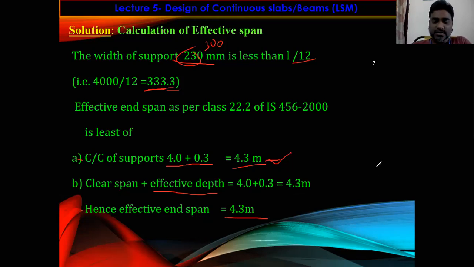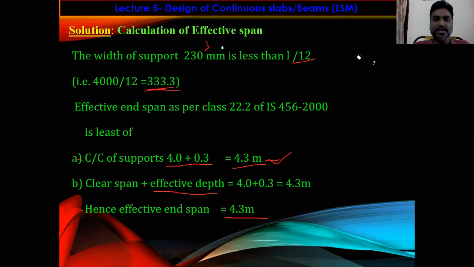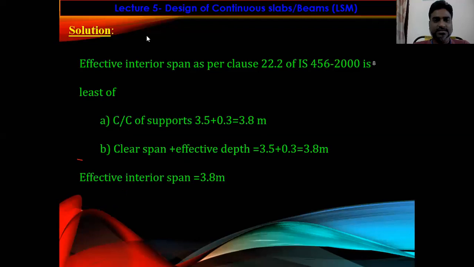Here one more thing you should remember: we have three spans and the distances are different. This is 4 meters, this is 4 meters, and so you need to calculate the effective span separately for end spans and the interior span, right? Here we have calculated for the end span. Similarly, you should calculate for the interior span. That is center to center distance, 3.5 plus 0.3, 3.8, and clear span plus effective depth, 3.8. So the effective interior span is 3.8 meters, right?